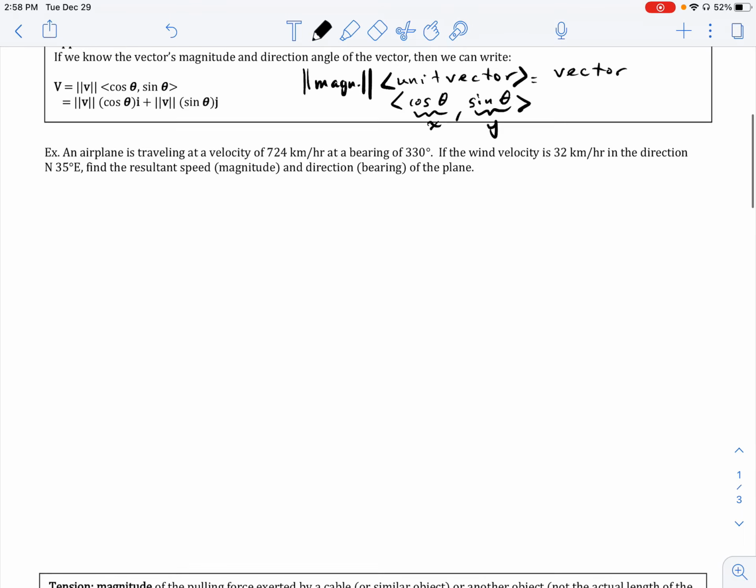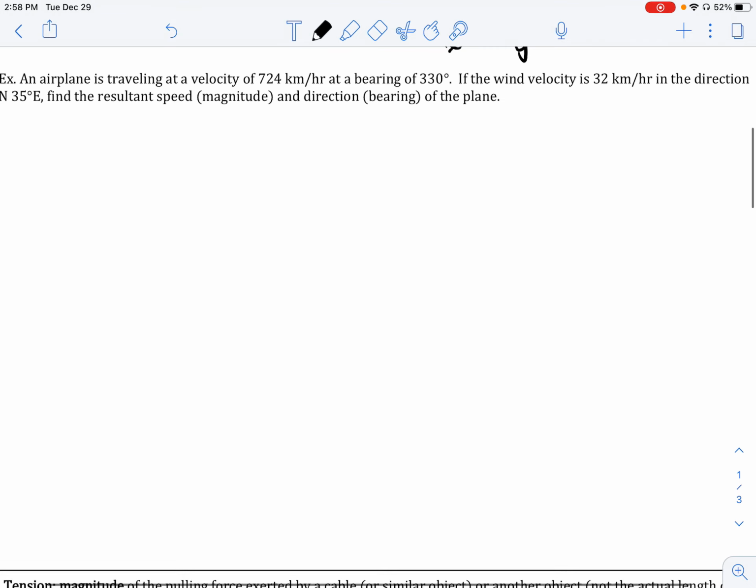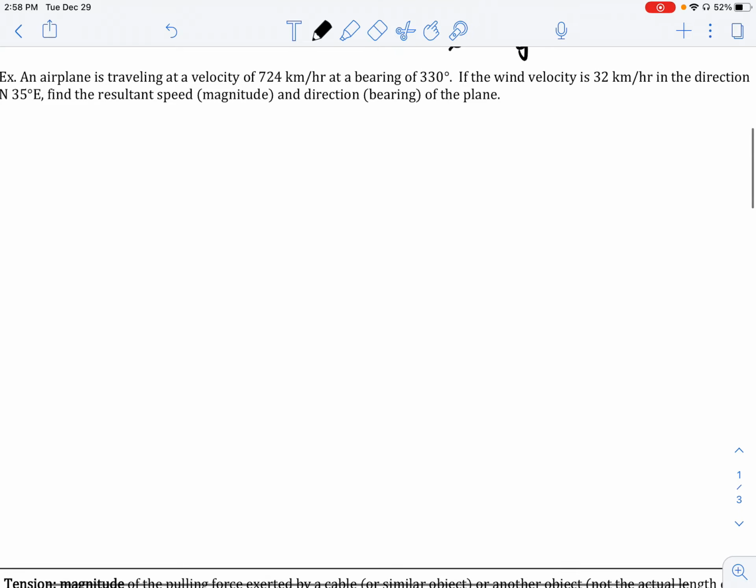All right, so let's take a problem where we're dealing with a bearing. We've got an airplane that is traveling at a velocity of 724 kilometers per hour at a bearing of 330 degrees. If the wind velocity is 32 kilometers per hour in the direction of north 45 degrees to east, we want to find the resultant speed, which is the magnitude, and the direction, which is the bearing of the plane. One of the key ideas here is that the magnitude of a vector is going to give us its speed in this case.